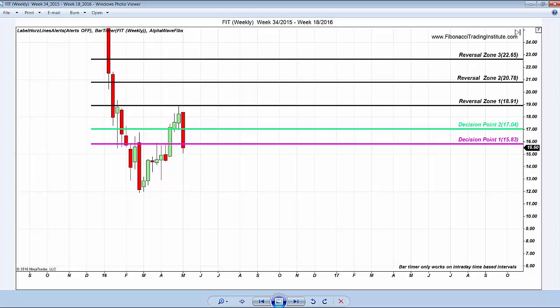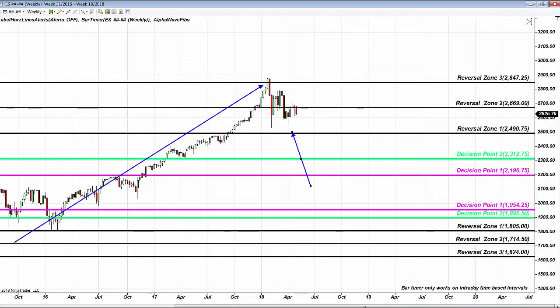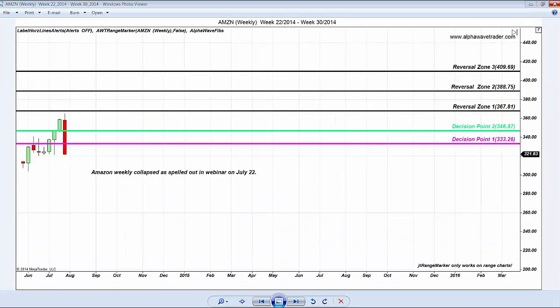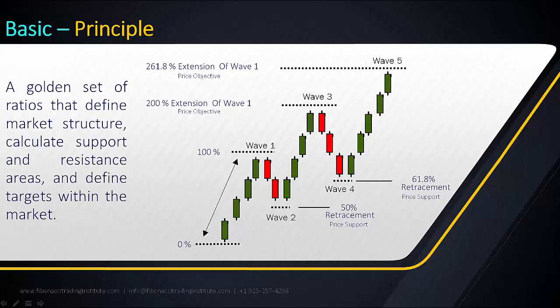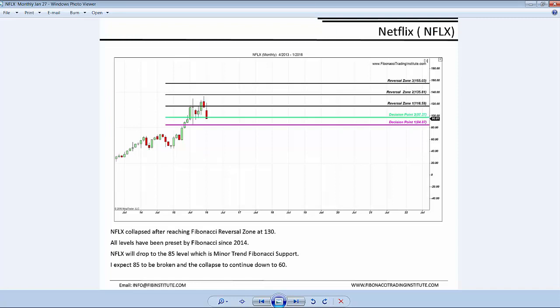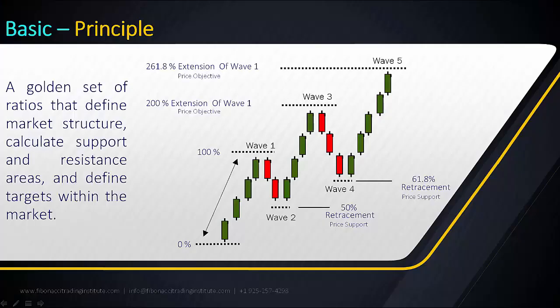And just to remind you once again, where the market is now on all the indexes across the board: exact same place as on FIT, as on Amazon, exact same place where it was on Netflix when again it came out with fantastic earnings. Trading on the news does not work. Trading on indicators does not work. Trading on Fibonacci with a strict set of rules does.